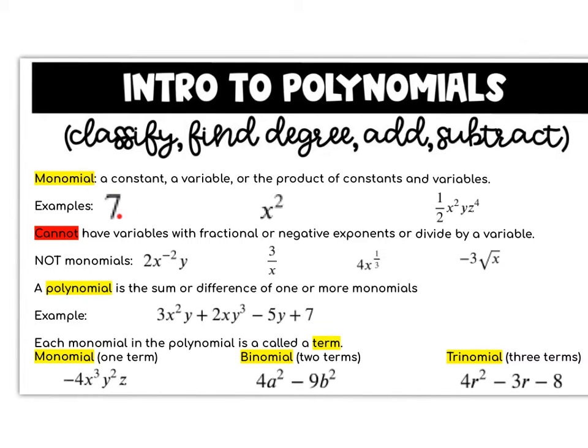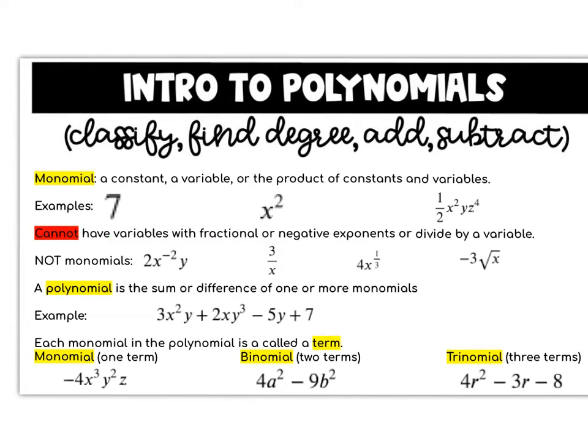So 7 is a constant, so it's a monomial. X squared, that's a variable. That's a monomial. And here I have 1/2 x squared y z to the 4th. That is a product of constants and variables. So that is a monomial. That is a single thing. Okay, we're going to call that a term in a minute. That's a single thing.